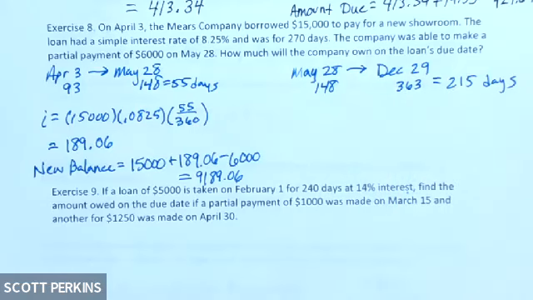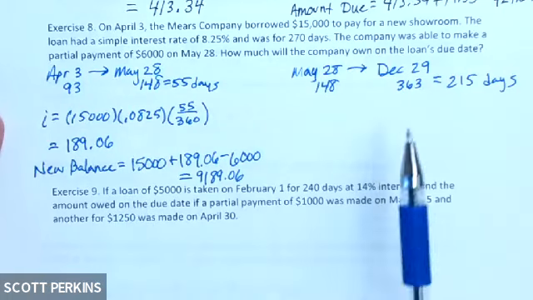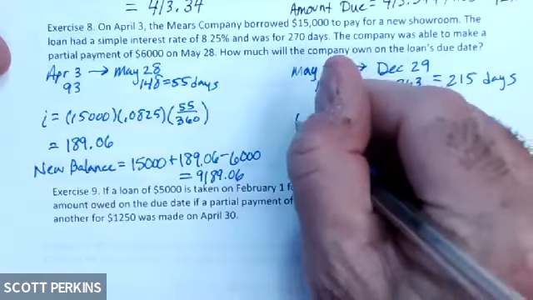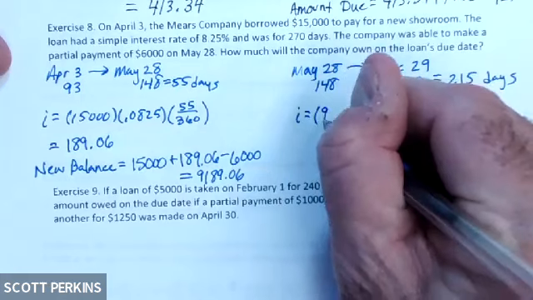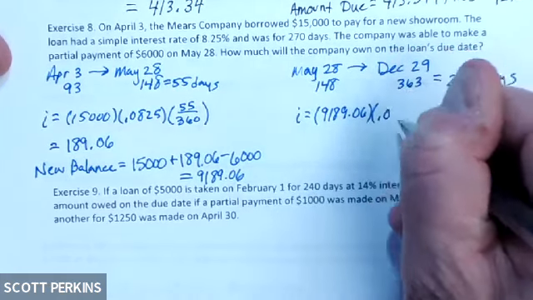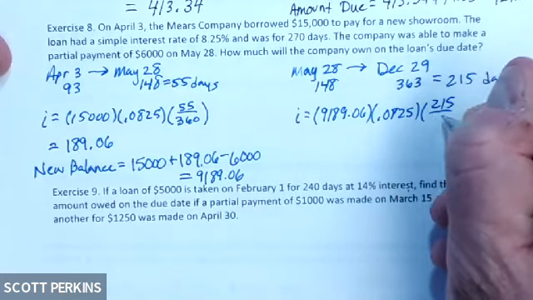And now I'm just going to do the simple interest formula again. So all I've done here is the simple interest formula one time, new balance, simple interest formula again. What's due at the end of the loan? So the interest now is the principal, which became 9189.06, times the rate, which does not change, times the time, which is 215 out of 360.